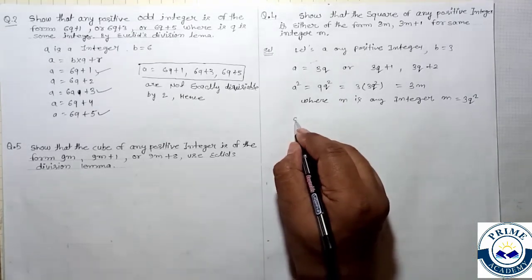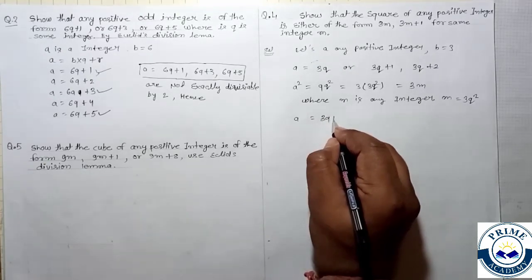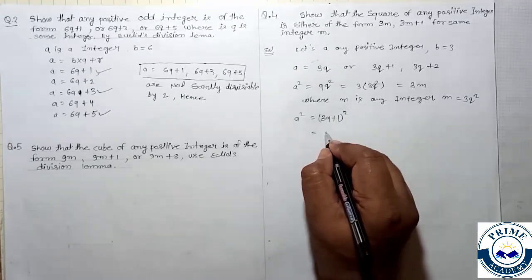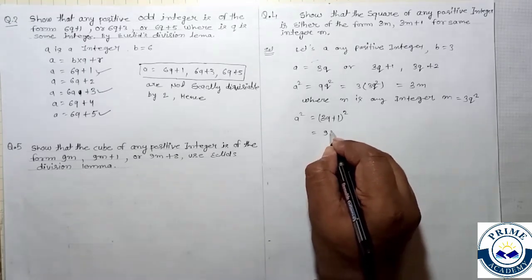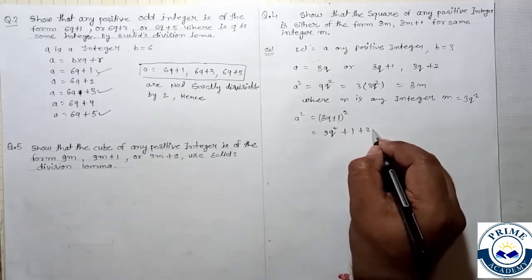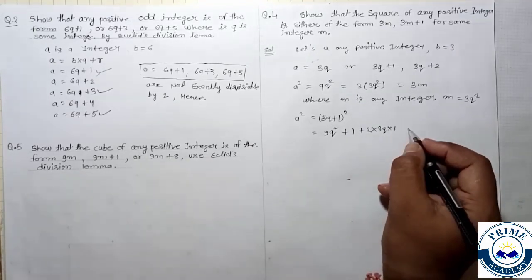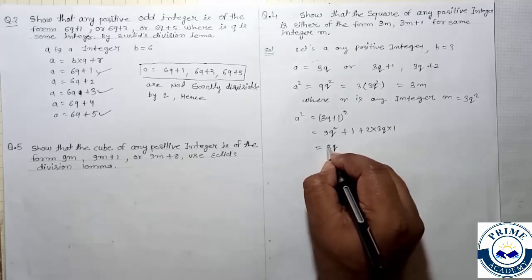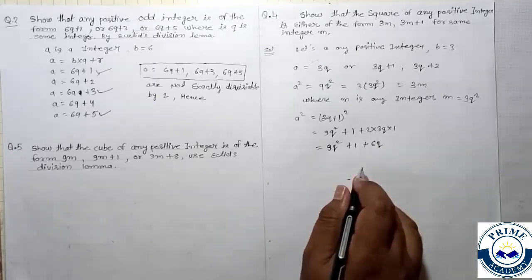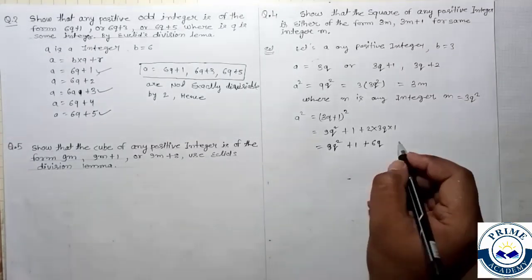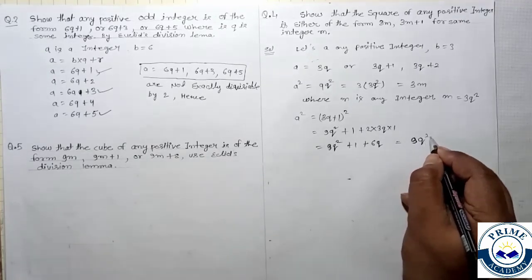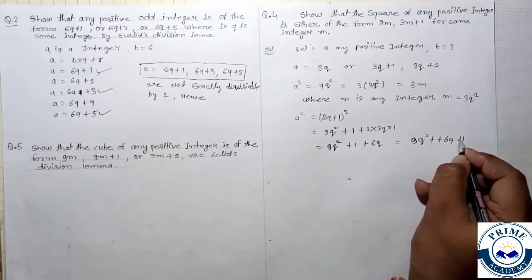Similarly, take a equals 3q plus 1. By squaring this, you will get a square, which is 9q square plus 1 plus 2ab, that is 2 into 3q into 1, which is 6q. So 9q square plus 6q plus 1. Just simplify it; we have to write it in this form.